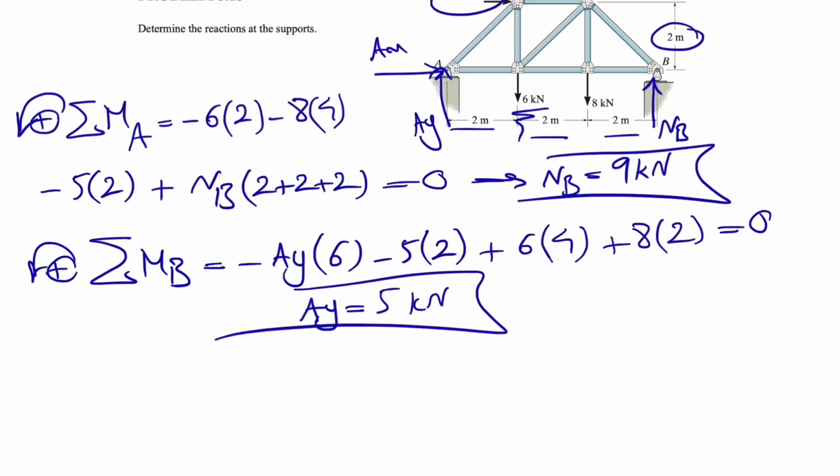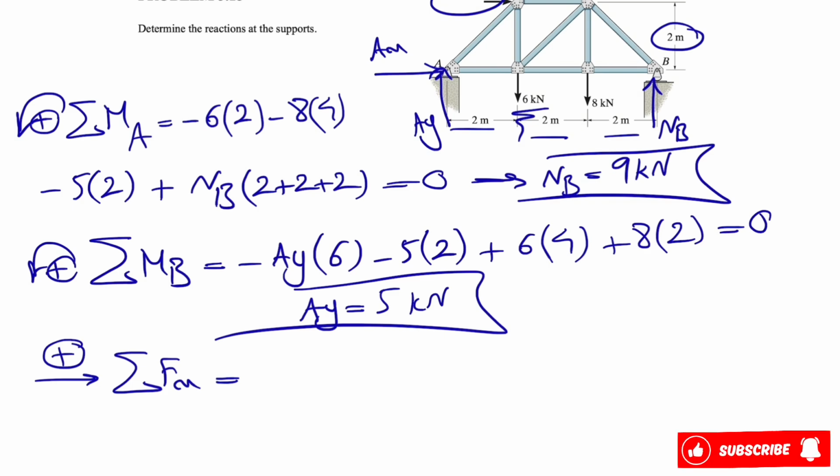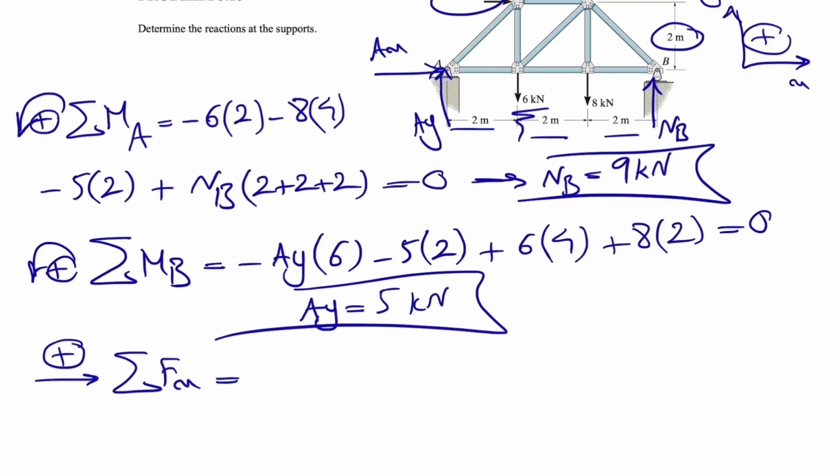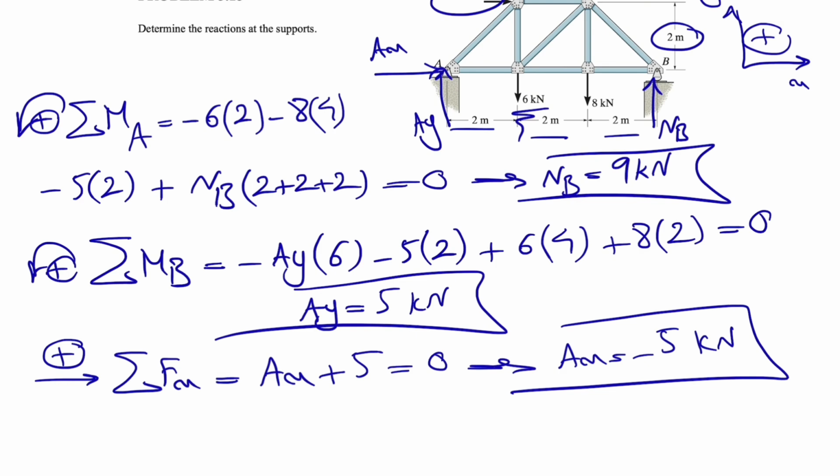So we found 2 of the unknowns, there's only 1 left. If we do the sum of all forces in the X direction, and we consider this as our positive X, or we can show the X and Y like in here as the positive side for X and Y, we'll see that we have AX and the 5 kilonewton force, which means AX will be negative 5 kilonewton, and the negative sign shows that AX has to be to the left. And that would be the final answer for this question.